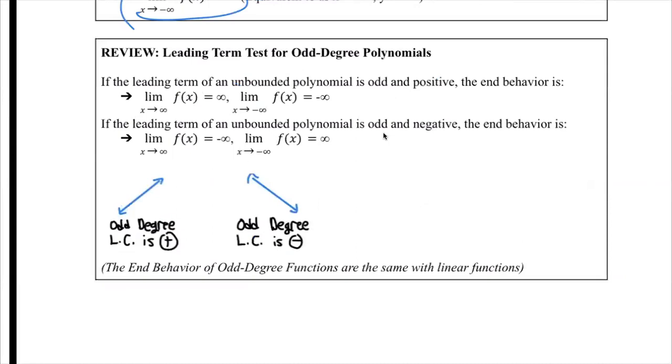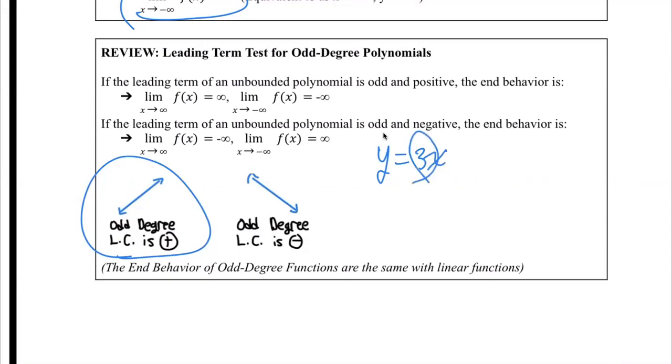Also, we're going to learn something called the leading term test. If the leading term of an unbounded polynomial is odd and positive, the end behavior is this. So for instance, let's say we have y equals 3x. This is odd and positive, right? Because the leading coefficient is positive, the end behavior of this odd and positive function would be these, which follows this shape.